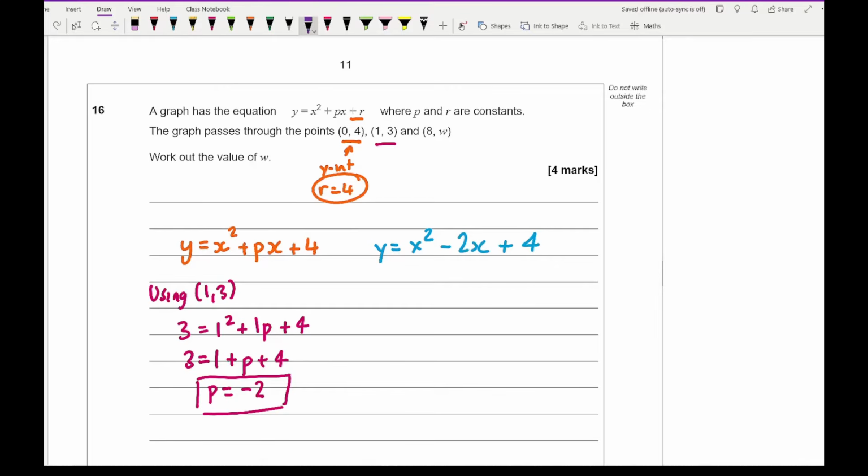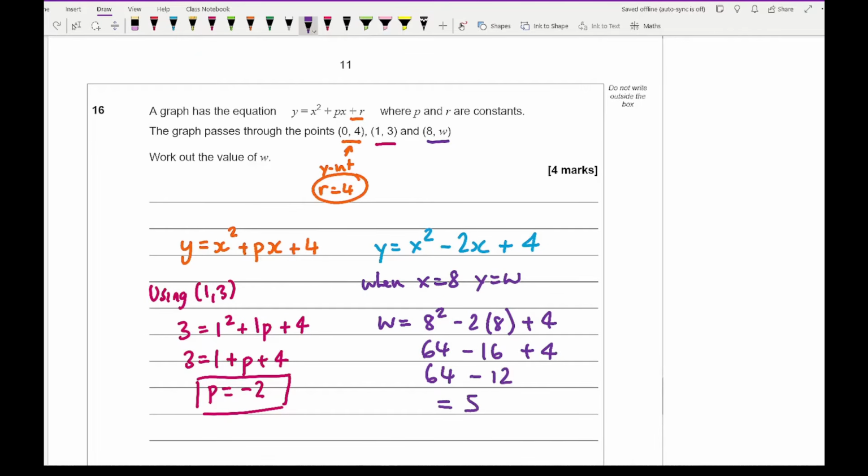Then I know with this coordinate here, when x equals 8, y equals w, so I've got w equals 8 squared minus 2 lots of 8 plus 4, so I've got 64 minus 16 plus 4, so that becomes 64 minus 12, and that then becomes 52. So w equals 52.